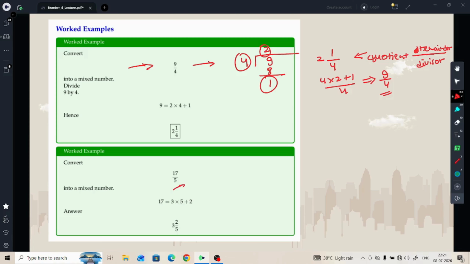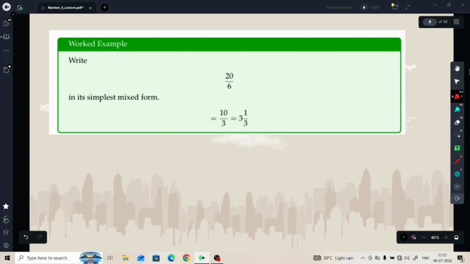Similarly, for 17 by 5, you can do the same thing. 5 times 3 is 15, then the remainder is 2, and you can write down the same thing. The quotient you will write over here, 3, and the divisor at the denominator part, so it will be 5, and over here at the top it will be 2. Like that, you can write it.